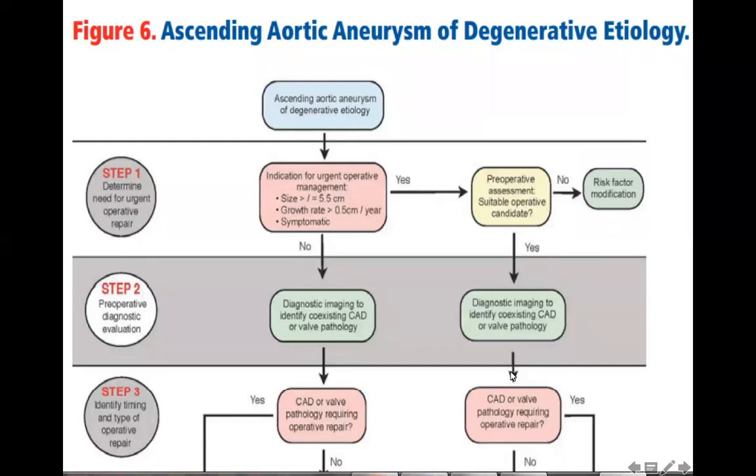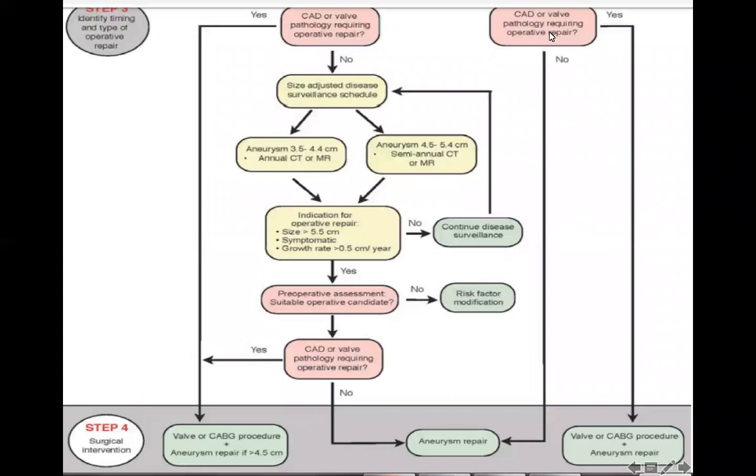And regarding this approach, we'll complete it here. We are doing the imaging to see the coexistent coronary artery disease. If no, we will do aneurysmal repair. If yes, we will do valve or CABG procedure plus aneurysmal repair.